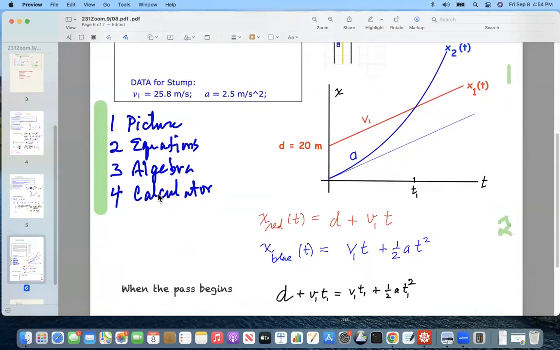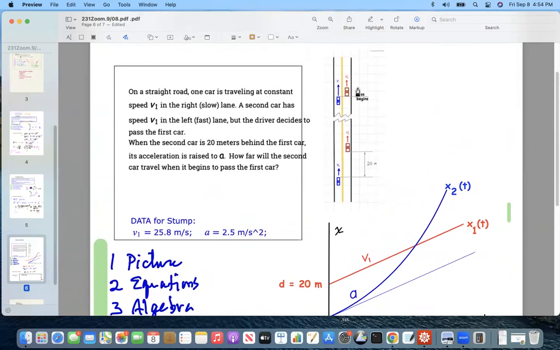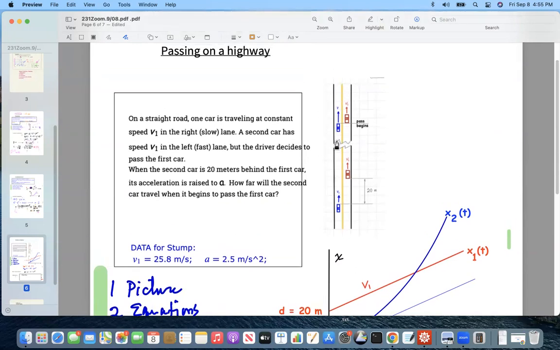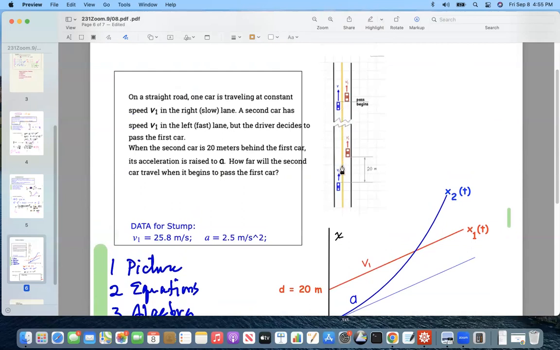Now, again, it's a 4-step process. First, you draw a picture. Now, this picture is given in the problem. You may not want to draw that again. This picture doesn't really show you what you need to know. This is actually 2 pictures. Here's the picture where the blue car is starting to accelerate. Here is the picture where the blue car just reaches the red car. So these correspond to 2 different times. So this isn't a very good picture.